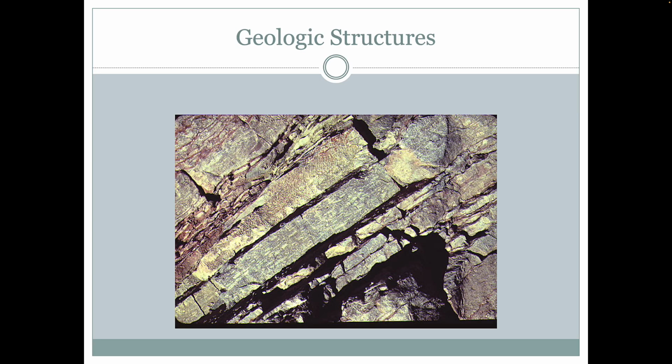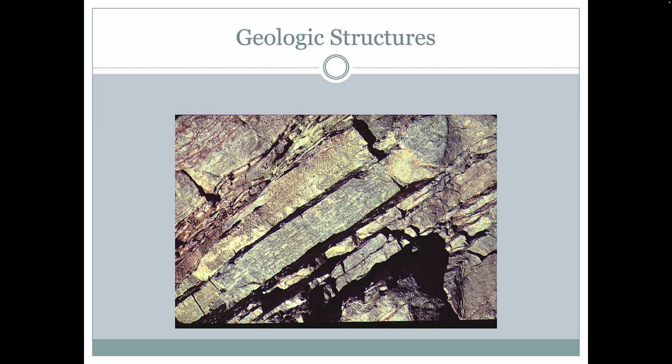However, sometimes we can get rocks that started out as horizontal layers, and we can end up with something like this. We would say these are tilted rock layers. They're tilted at some angle, so they're kind of going down into the ground in one direction or the other. And how would these tilted rock layers form?